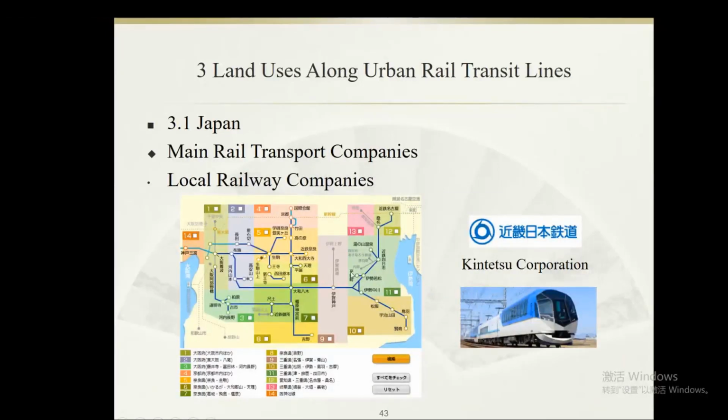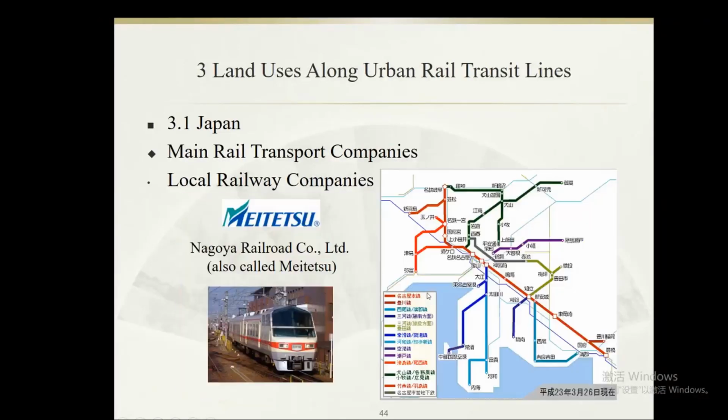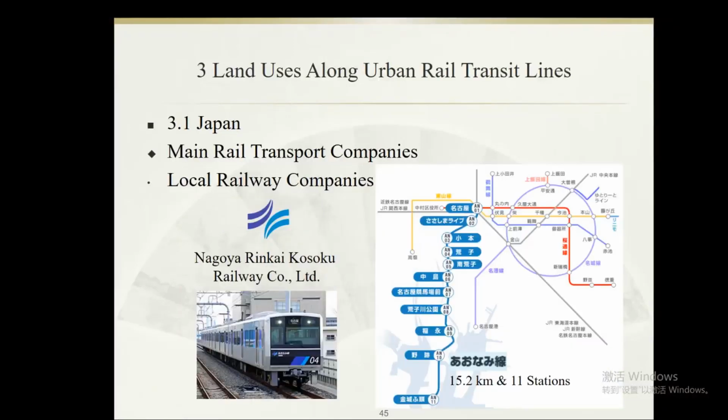And in Japan, they also have the local railway companies. For example, this one, Kintetsu Corporation, in the central Japanese area. This is another local railway company, Meitetsu, Nagoya Railroad, mainly connecting Nagoya Airport and the downtown of Nagoya City. This one, Nagoya Rinkai Kosoku Railway, connects the central part of Nagoya City and another city, only one line.